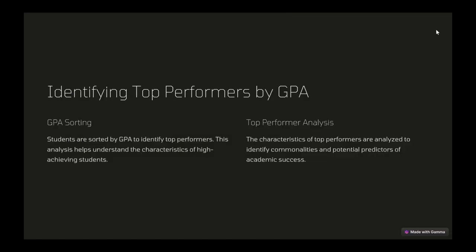Using some sorting methods, we are identifying top performers by GPA. So in GPA sorting, students are sorted by GPA to identify top performers. This analysis helps understand the characteristics of high achieving students. And in top performer analysis, the characteristics of the top performers are analyzed to identify commonalities and potential predictors of academic success.